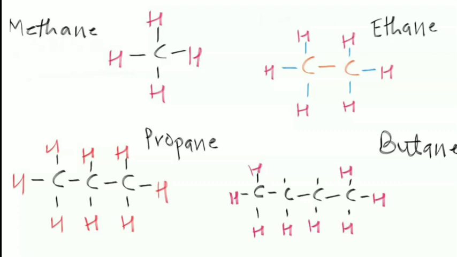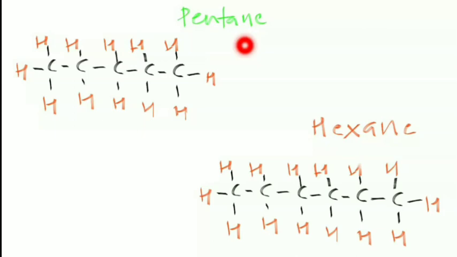Methane contains 1 carbon, then ethane contains 2 carbons, then propane contains 3 carbons and 8 hydrogens, then butane contains 4 carbon atoms and 10 hydrogen atoms. Then another example, pentane contains 5 carbon atoms and hexane contains 6 carbon atoms. These are the examples of alkanes or the compounds of alkane.